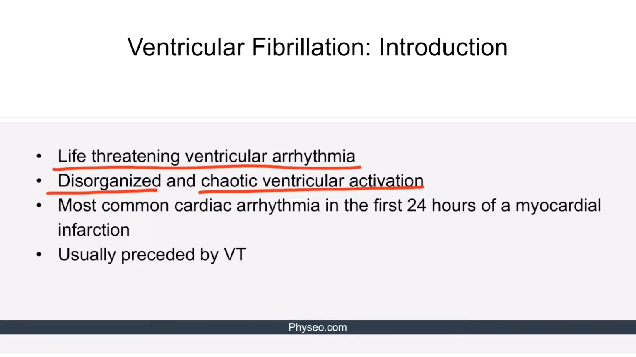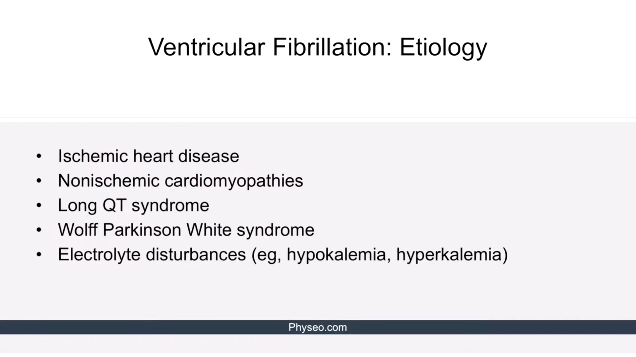Ventricular fibrillation is the most common arrhythmia to occur in the first 24 hours of a myocardial infarction and is hence the leading cause of death before the patient arrives to the hospital. While VF can arise on its own, most are preceded by ventricular tachycardia. Ventricular fibrillation can have many underlying causes, but the most common one is ischemic heart disease.